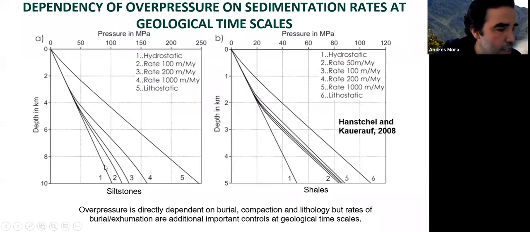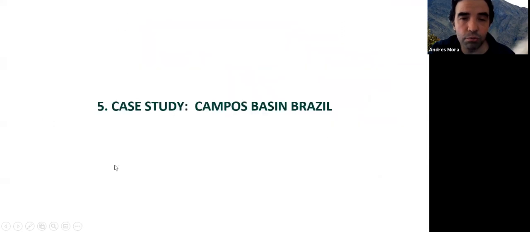It's not shown in this graphic, but if we have erosional unloading and also related pressure release, this would be expressed by pressures that would be lower than the hydrostatic, and that's what we have documented in the numerical models that I've shown.